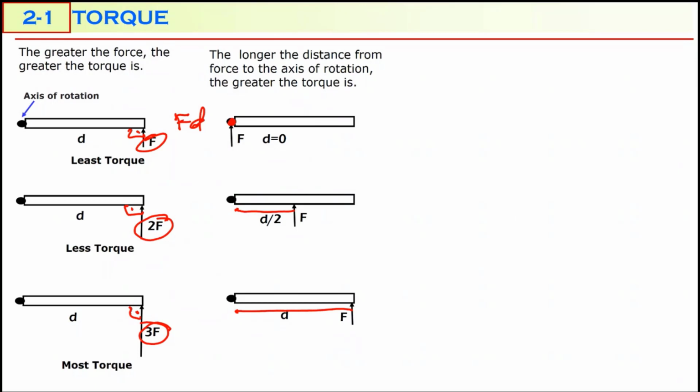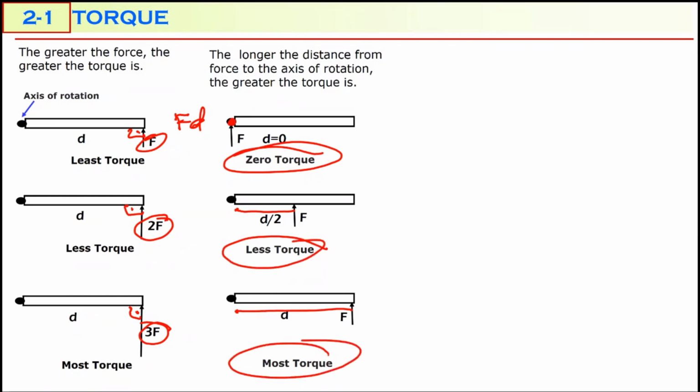Second one is less torque. But the first one is zero torque. Zero torque, less torque, but most torque. As d increases, yes, torque is increasing. And for the third one, the closer the angle theta is to 90 degrees, the greater the torque is.